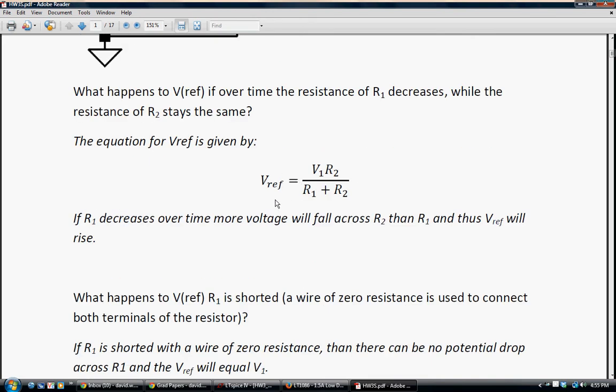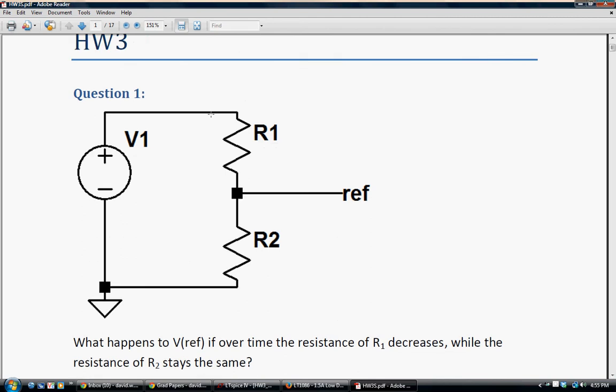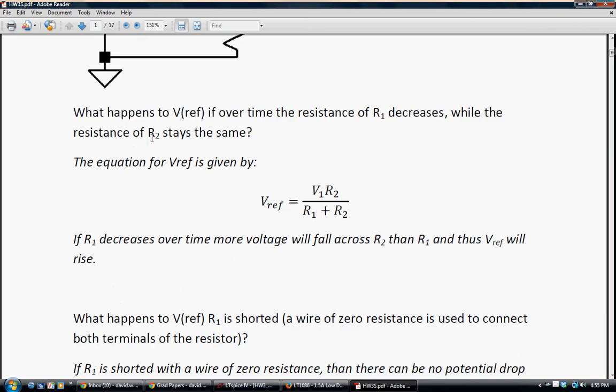So the next question is, what if R1 is shorted? If I put a wire of 0 resistance across R1, then there can be no potential drop across it, and Vref will equal V1.